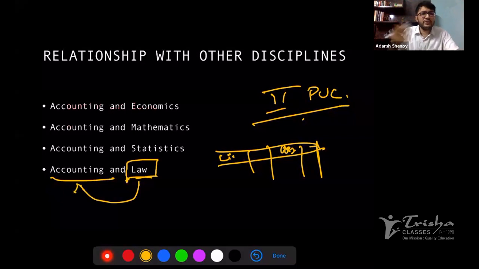Law means the law of the land. And the Companies Act 2013 is the law of the land. It is the law of India. In India, we follow it. So the law of the land can also govern how the financial statements are drawn.